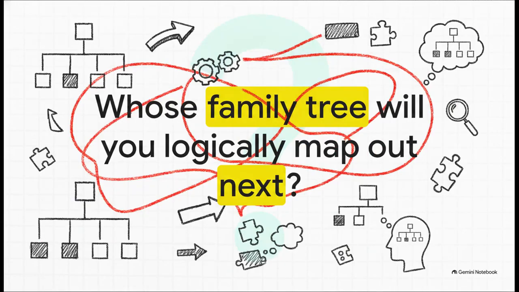We've seen today how a structured, visual approach totally cuts through the noise, turning a frustrating riddle into a perfectly solvable case. The next time you encounter a complex logic problem, remember to map those connections out and let the structure reveal the truth to you. So, with these new detective skills under your belt, whose family tree will you logically map out next?